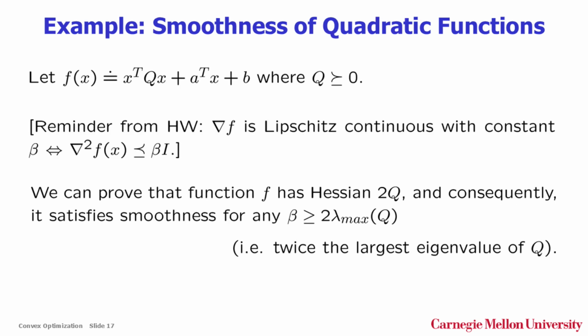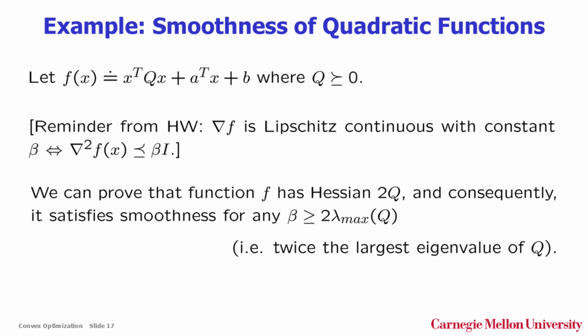It will be a homework exercise to prove that if we are given a twice differentiable function f, then the gradient of function f is beta Lipschitz continuous if and only if the Hessian matrix of function f can be upper bounded with beta times the identity matrix.